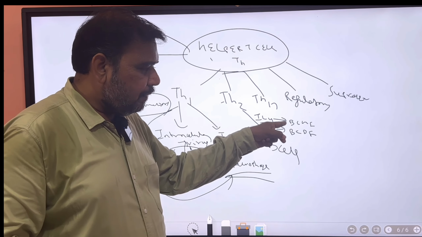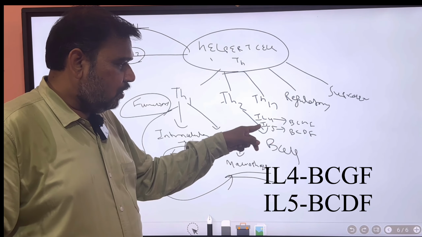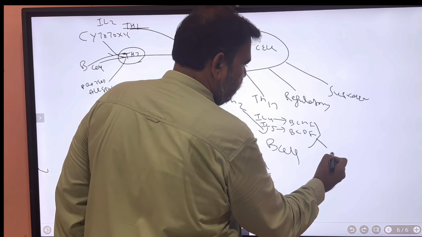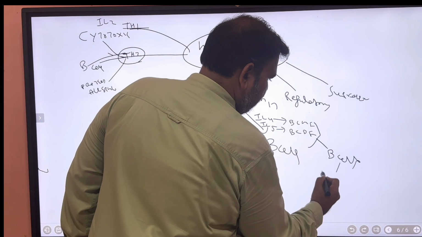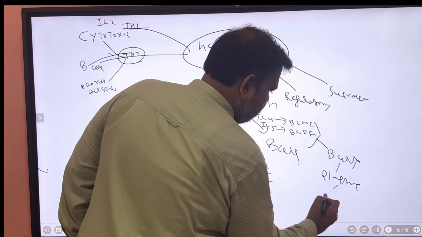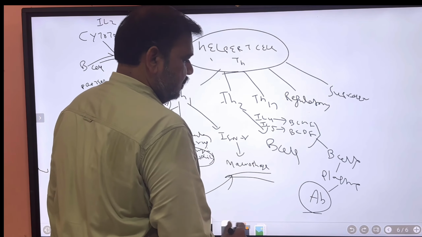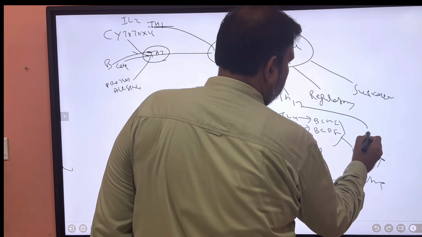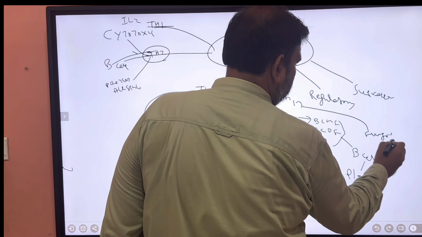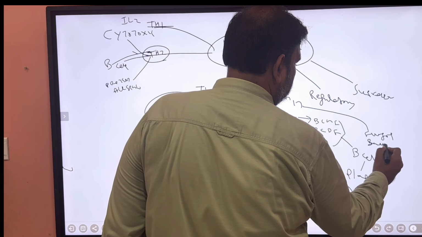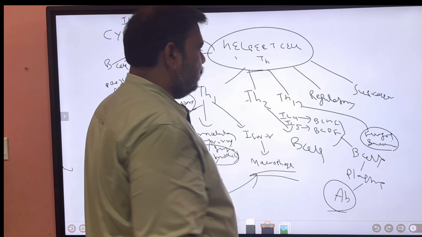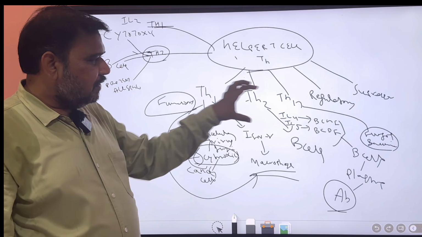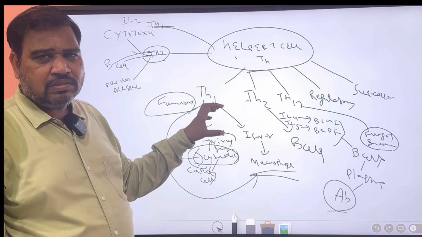Interleukin 4 is helping as B cell growth factor. Interleukin 5 is helping as B cell differentiation factor, and both of these are obviously going to help B cells become plasma cells, and plasma cells ultimately are going to produce antibodies, and all this occurs only with the help of helper T cells. Th17 is usually for fungal and bacterial infections. I don't want to go into much detail. Apart from that, regulatory cells regulate the function of all these helper cells.